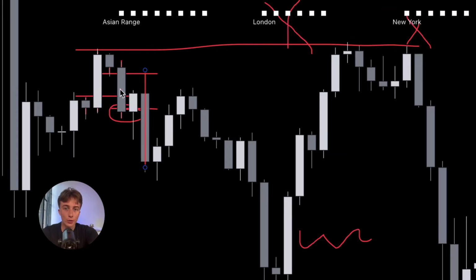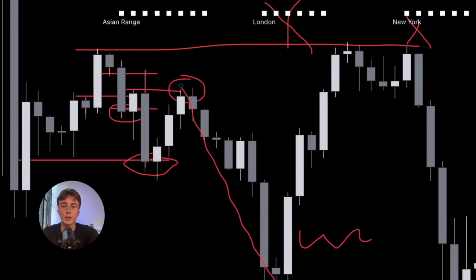Not only did it respect it once here, but it also came back in a second time before running on the low. First, we stopped at this resistance right here, then we came back up into this 3 candle rule and then expanded to the next level of resistance, taking out this low before moving higher. That is the 3 candle rule.